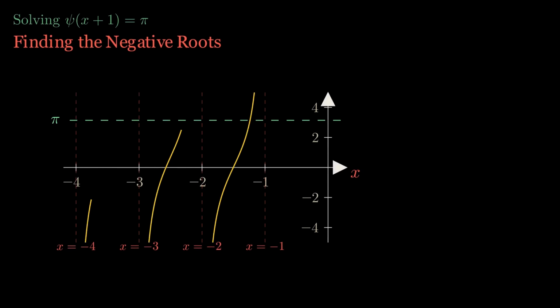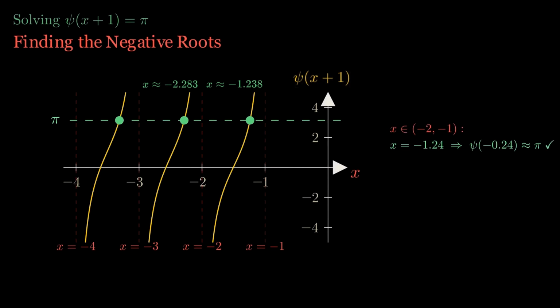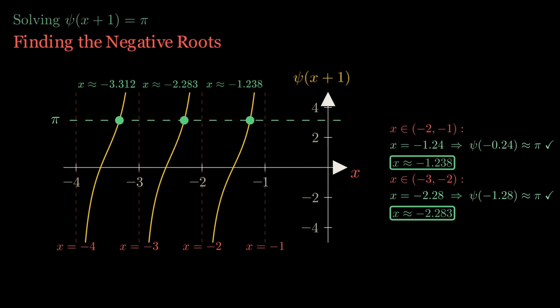So the real shock is this. The equation has not just one solution, but infinitely many real solutions. The first few are about -1.238, -2.283, and -3.312. So this strange factorial equation is not a one-time coincidence. It happens again and again forever.